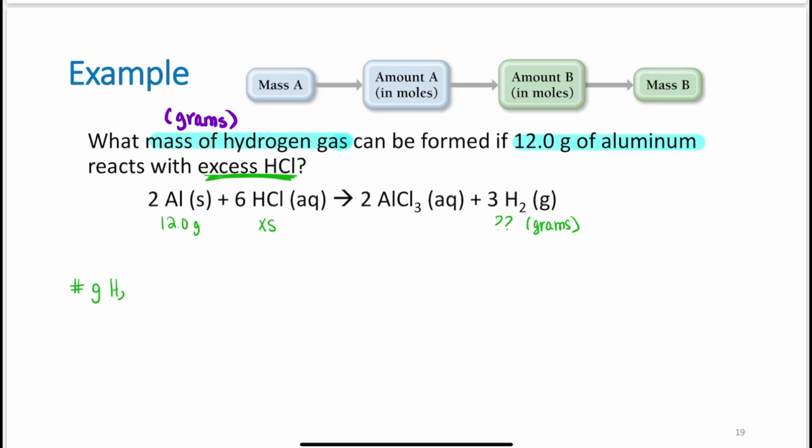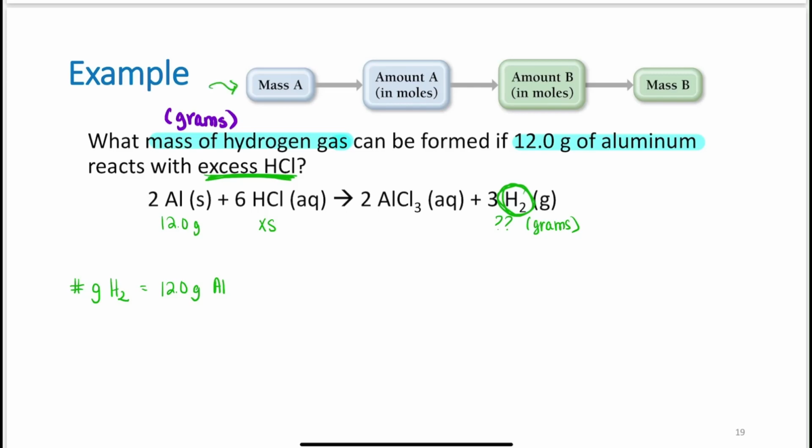You want to know the number of grams of hydrogen. Hydrogen gas is a diatomic, so you need to remember that, plus it's in the balanced equation that way. But it is a diatomic, so you do need to remember that it's H2, not just H. I'm starting with 12.0 grams of aluminum.